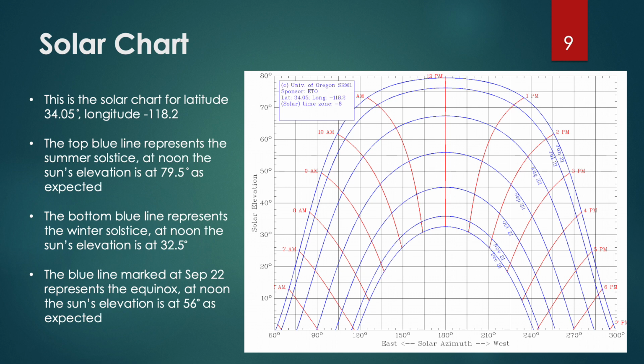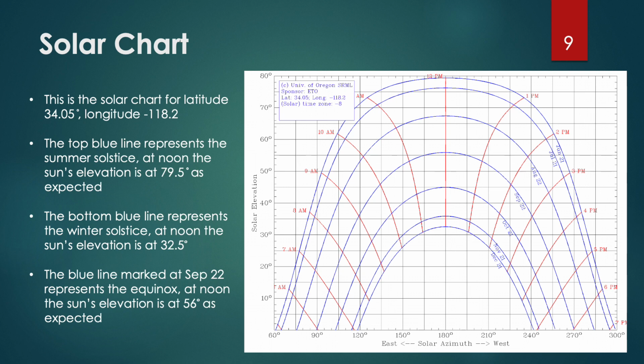And the very bottom blue line, that line represents the winter solstice, the sun's path during the winter solstice. And then in the middle, the September 22nd line, that is the sun's path during the solar equinoxes.